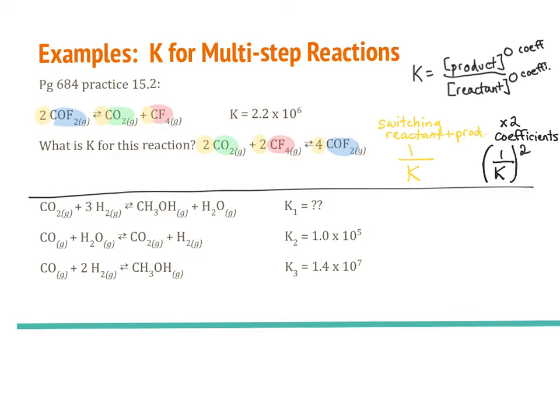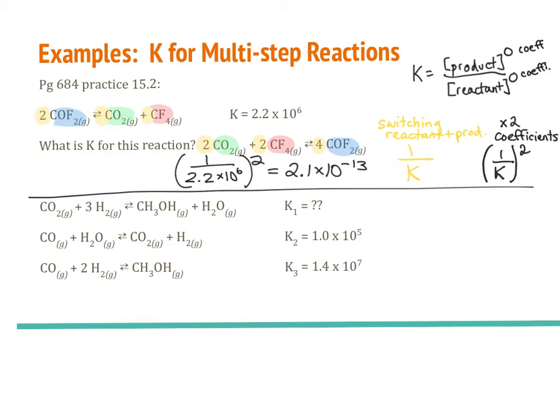So to figure out an actual value of K for this reaction, you're going to do 1 divided by 2.2 times 10 to the 6th, and we will square that. And when you do that, you get 2.1 times 10 to the negative 13.